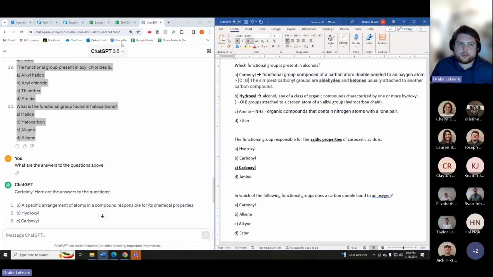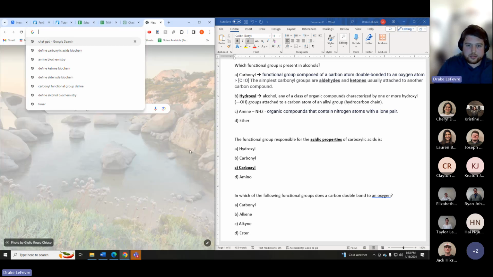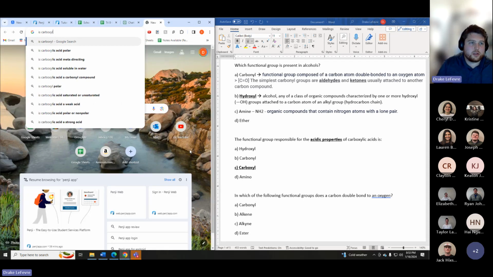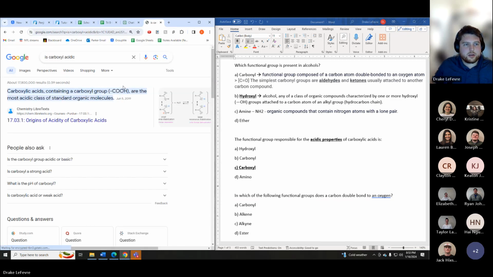And this is where the next question in my brain is: is carboxyl acidic or basic? It contains a carboxyl group, a C double bond OH. That's why I was getting carboxyl mixed up with carbonyl. Easy to do. This is C double OH. It has the hydrogen right there, so it can donate the hydrogen, which is why it is acidic.